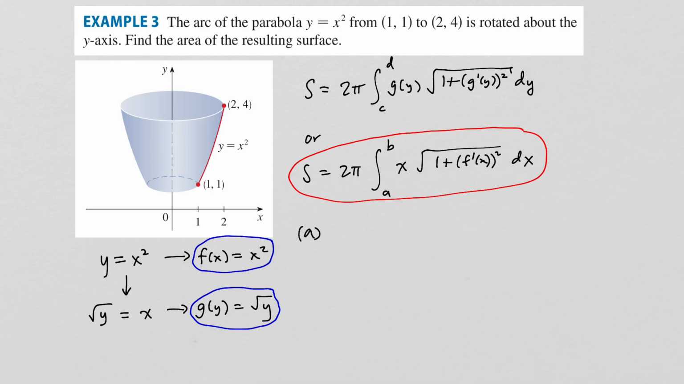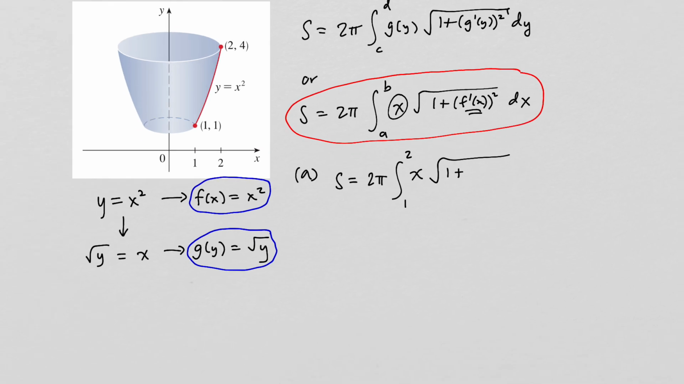So we'll call this solution A here. We're going to have surface area equals 2 pi integral from A to B. Well, A and B are going to be 1 and 2, because if we're doing it with respect to x, we have to use the x limits. And then we're going to have the variable x, and then the square root of 1 plus f prime of x squared. So we need f prime of x. Well, if f of x is x squared, then f prime of x is simply 2x. So this is just going to be 2x quantity squared dx.